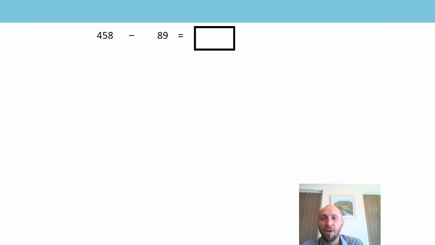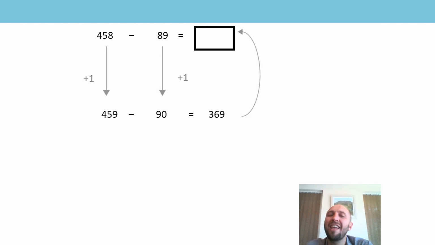Brilliant. Have you got that written down? I wonder if you did the same as what I did first time. I saw the 89 and thought that's easily changed to become a multiple of 10. So I added 1 to get my 90. I remembered my rule. I had to add 1 to my minuend to make that 459. And then I looked at that calculation and thought, actually, that's not the easiest of calculations to complete. It's still a little bit tricky. I'm crossing that hundreds boundary, and sometimes that does cause me a couple of issues.